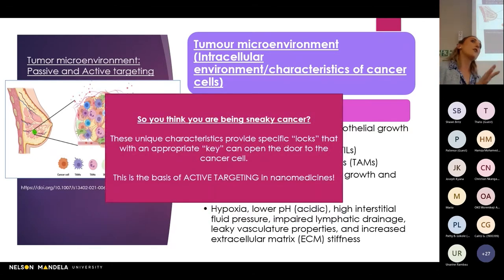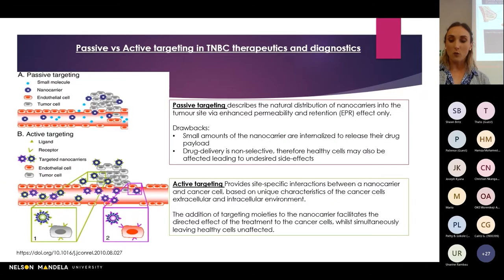Therefore, the unique characteristics of these cancer cells, as opposed to normal healthy cells, provide us with a type of lock that with a specific key can be used to actively target these cancer cells, thereby making a more efficient approach. And this is the basis of the active targeting strategy in nanoformulations.